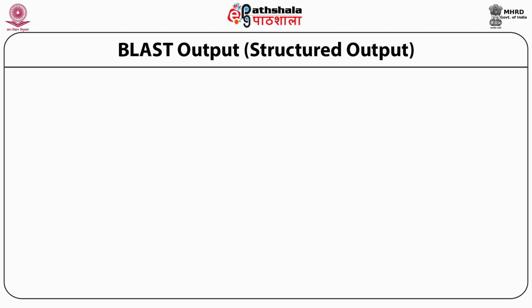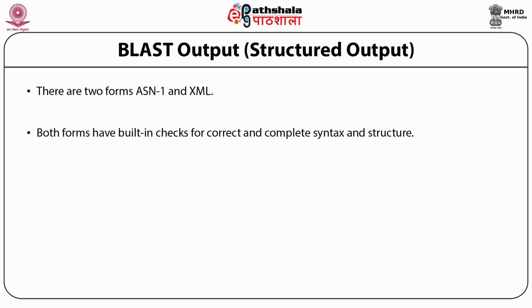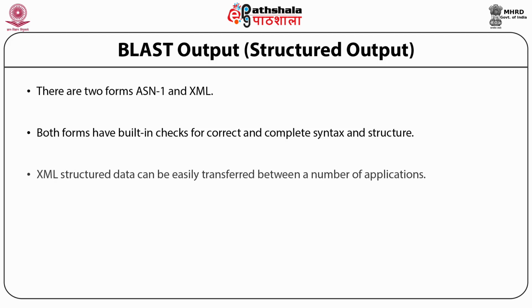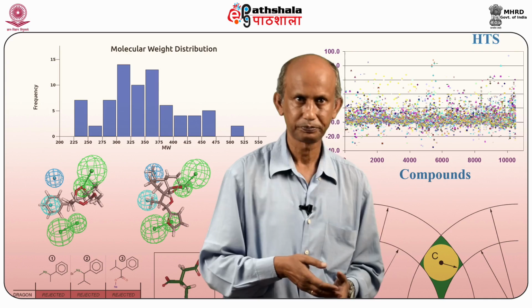Talking about parsability, computer scientists will tell you that if you want parsability, you should use a structured output system, something like XML, extensible markup language, or anything. Now BLAST uses its own form of XML called ASN.1. It can also use the traditional XML. So both of these are there. Sophisticated programs can read these output forms, ASN.1 or XML, and if you want to do downstream analysis, this is the way to go.